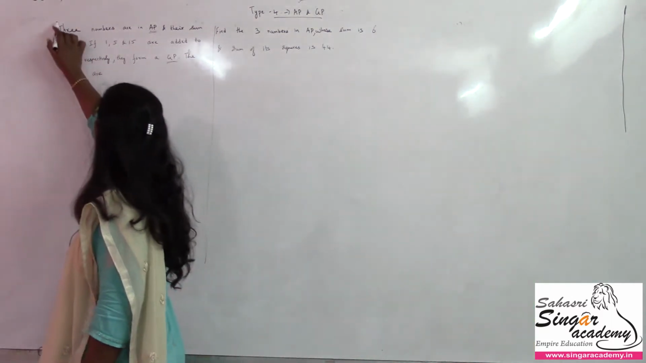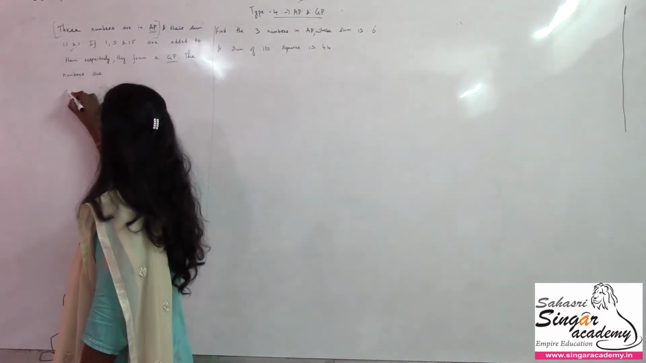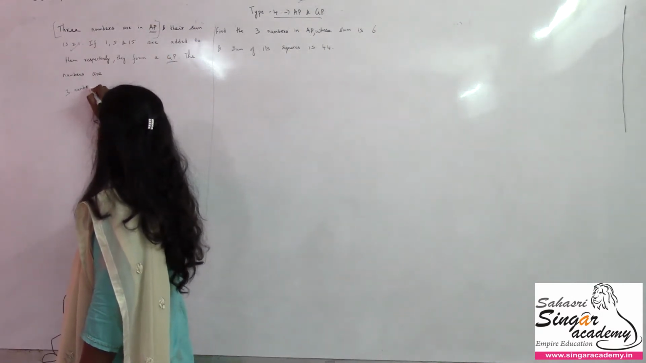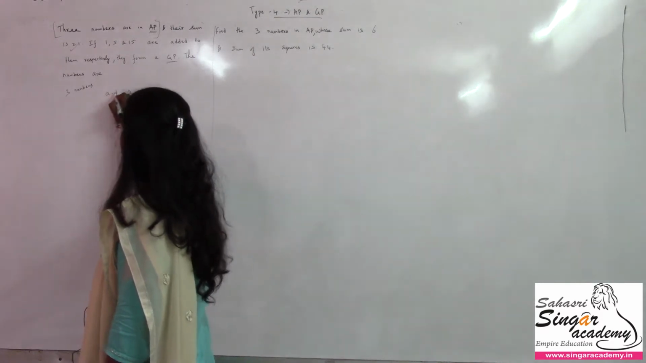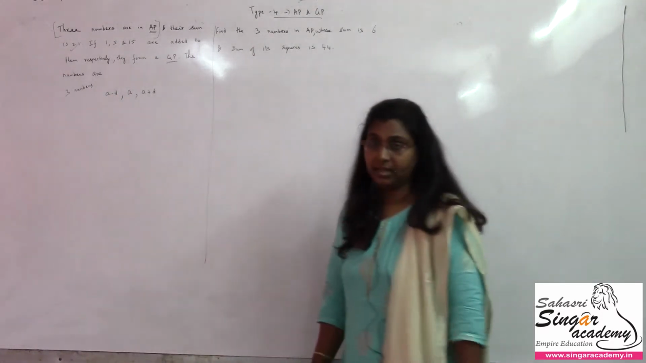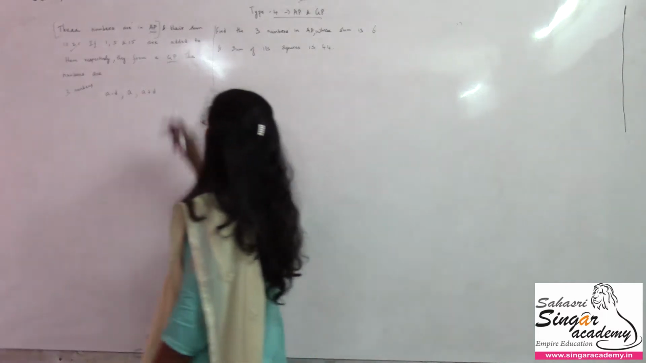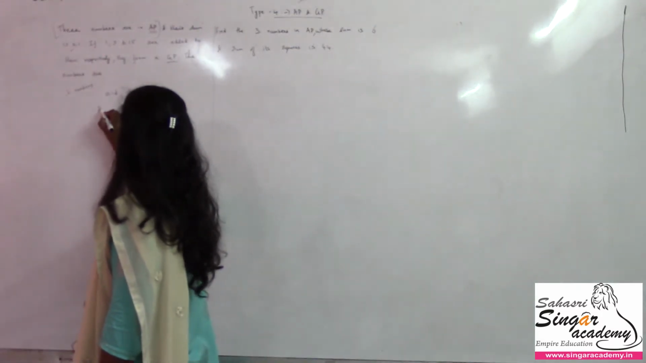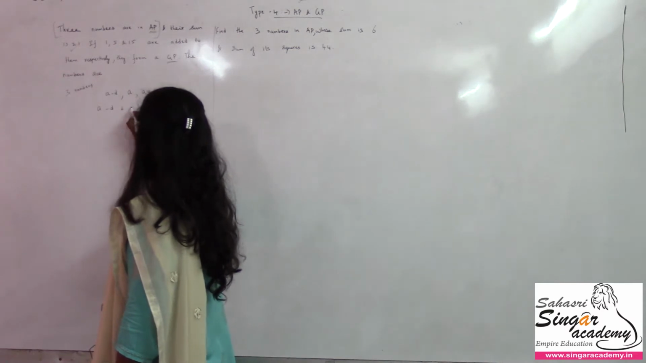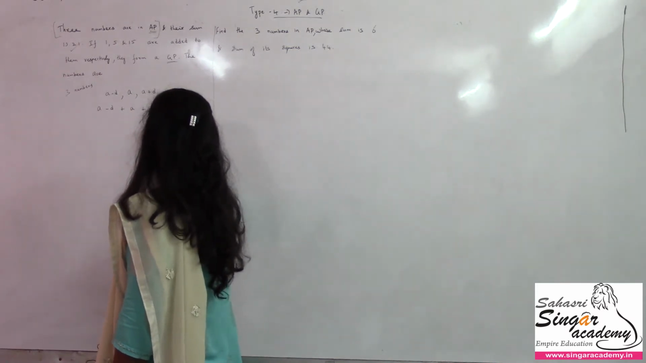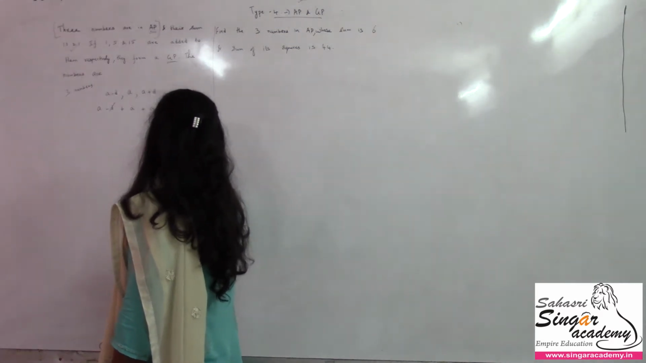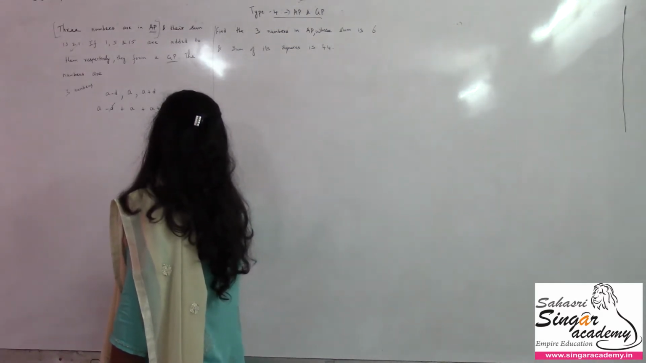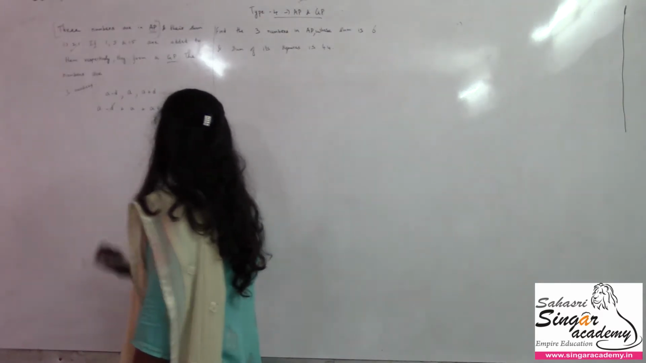Since 3 numbers are in AP, I'll take the 3 numbers as A minus D, A, and A plus D. It's given the sum is 21, so if I add A minus D plus A plus A plus D, this will be 21, which is 3A equal to 21, which is A equal to 7. So I got the A value as 7.